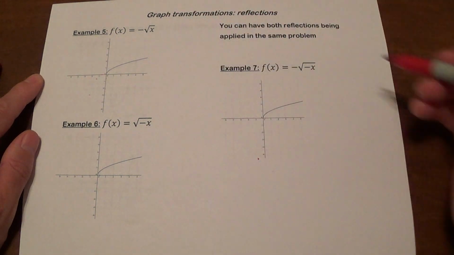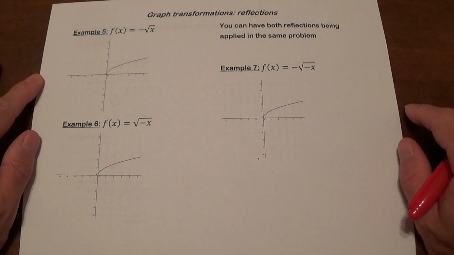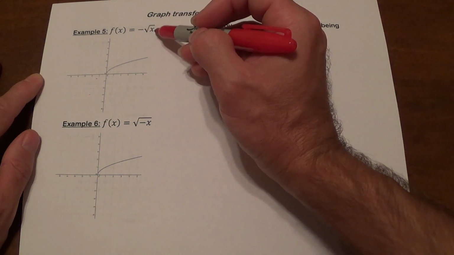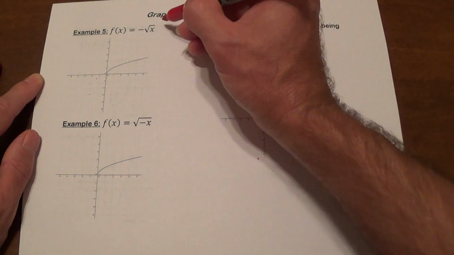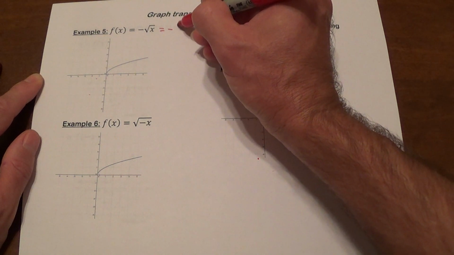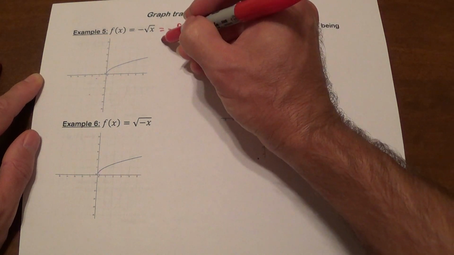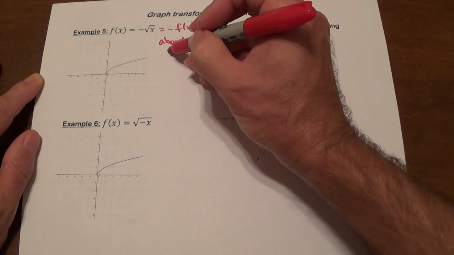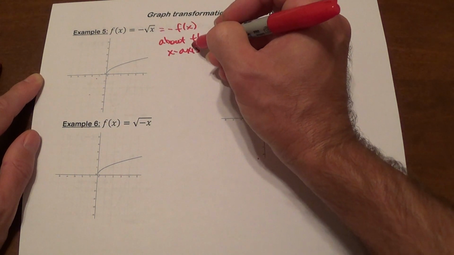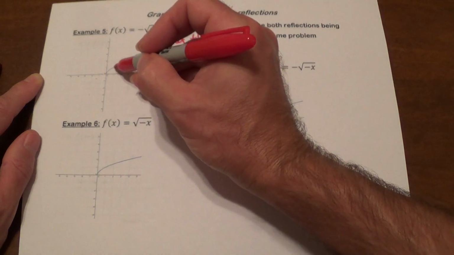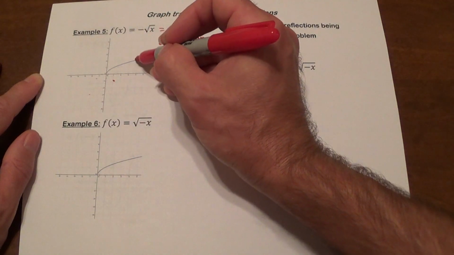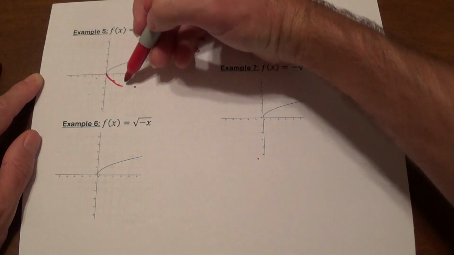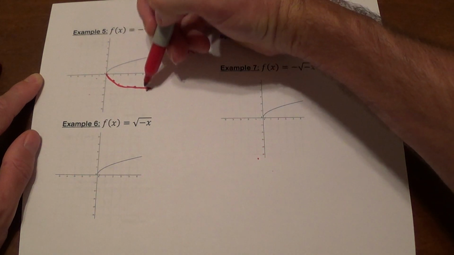So negative square root of x. Now we have a graph that's not symmetric. It should be a little bit more interesting. So the parent function is square root of x right here. This means this is going to be negative f of x. This is going to be a reflection about the x-axis. And now this point stays here. This goes here. This point goes here. And our graph is going to look like that.